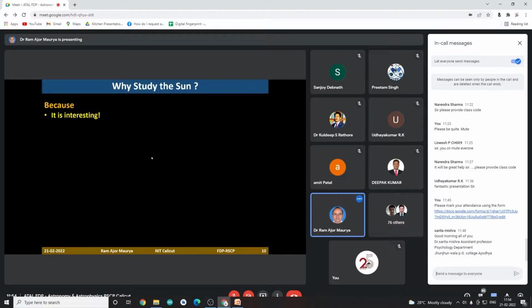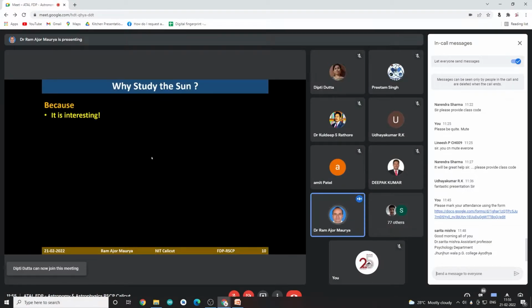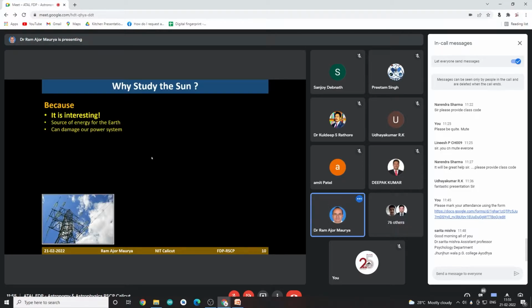Why study the Sun? If you are interested in the previous questions, that motivates you to study the Sun. My other answer would be, it is interesting to me. This is a simple answer. We can also go technical to answer it. The Sun is the source of energy for the Earth. The ultimate source of energy is the Sun.